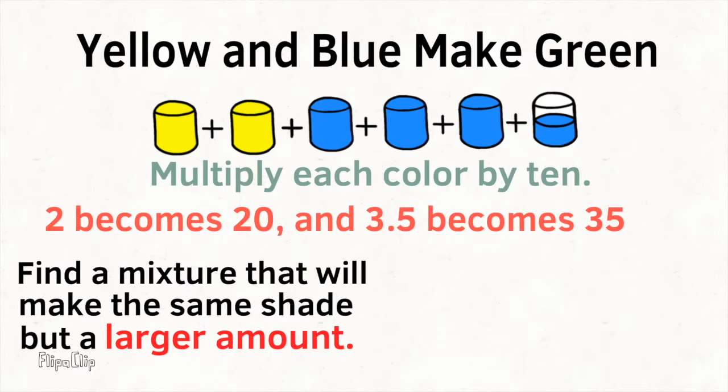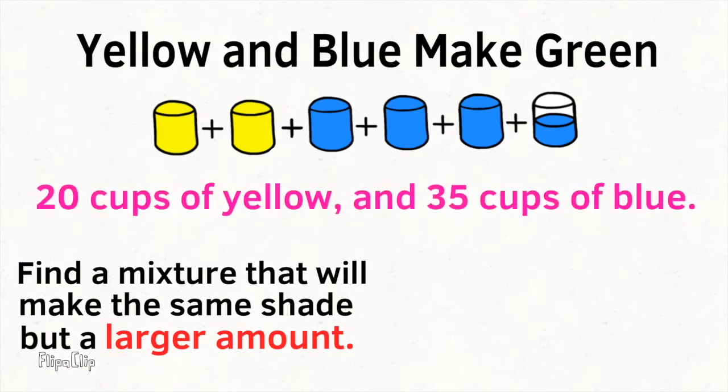2 cups of yellow paint become 20 cups of yellow paint, and 3 5/10 cups of blue paint becomes 35 cups of blue paint. So this larger mixture would be 20 cups of yellow paint and 35 cups of blue paint. To keep the same shade of green but have a larger amount, we kept the same ratio, we just added 10 times more of each color.